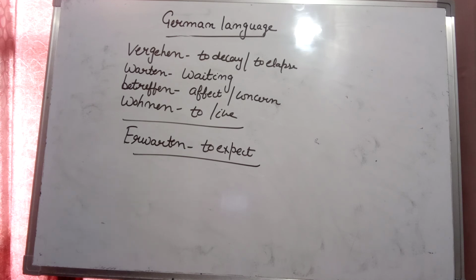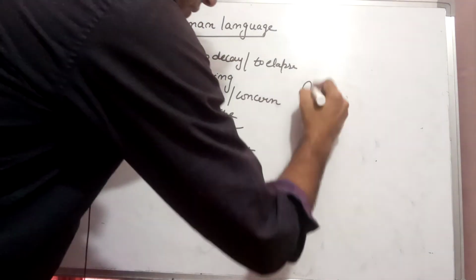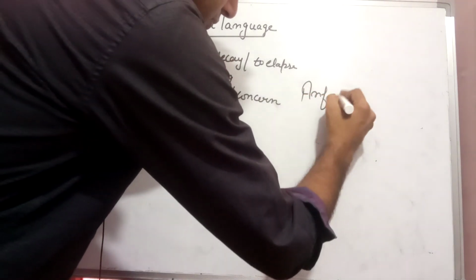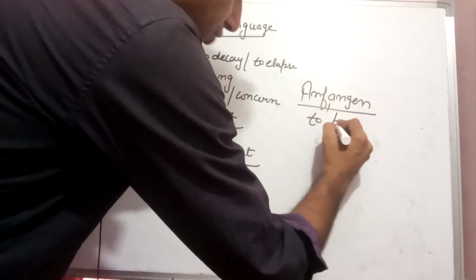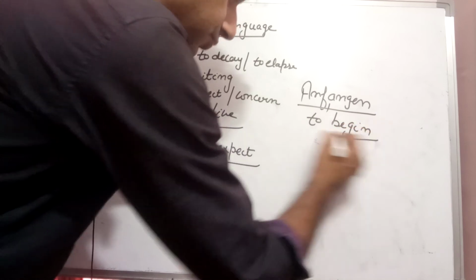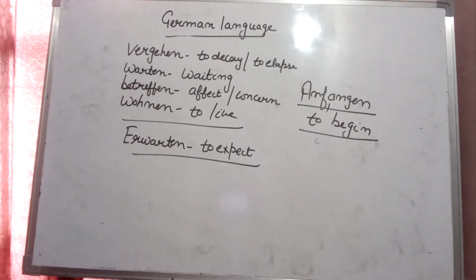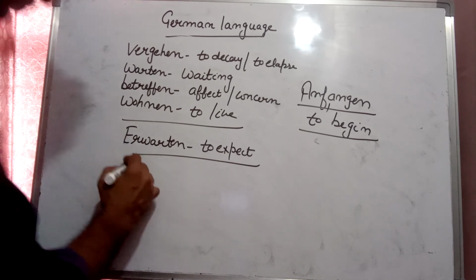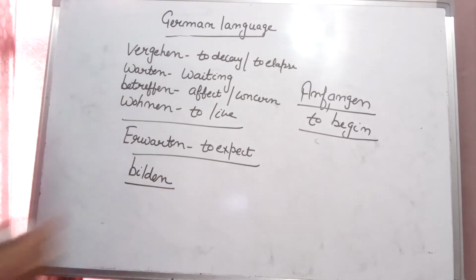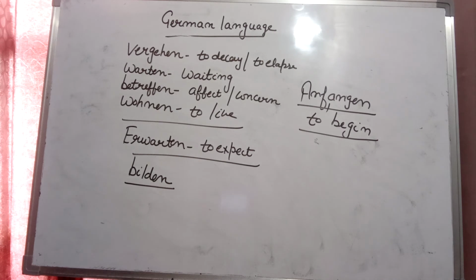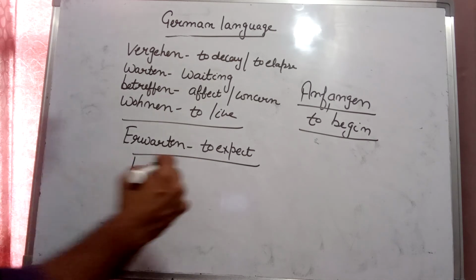So the next verb we have is anfangen. Anfangen is basically to begin. I'm giving you the verbs today so that you can at least come to know what to say for begin in the German language. Anfangen. The next we have is bitten. Bitten is basically to advocate, to form, to educate.